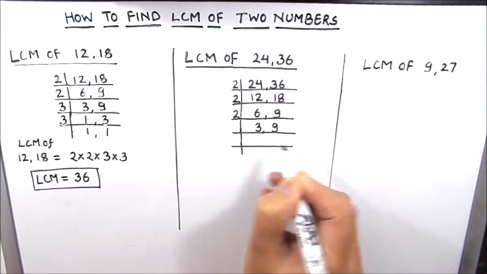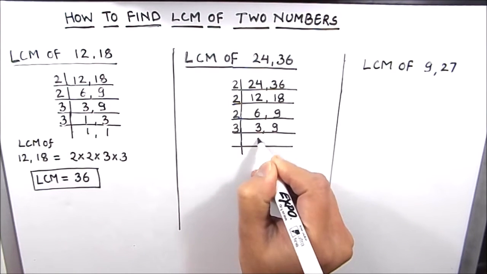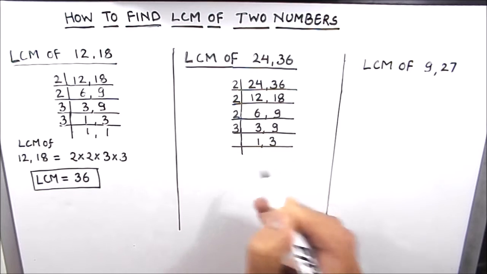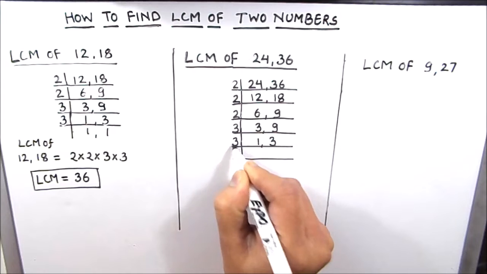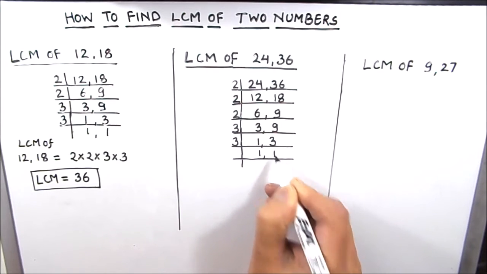Next 3 and 9 are divisible by number 3. 3 times 1 is 3 and 3 times 3 is 9. And number 3 is divisible by number 3. So 3 times 1 is 3 and 3 times 1 is 3.